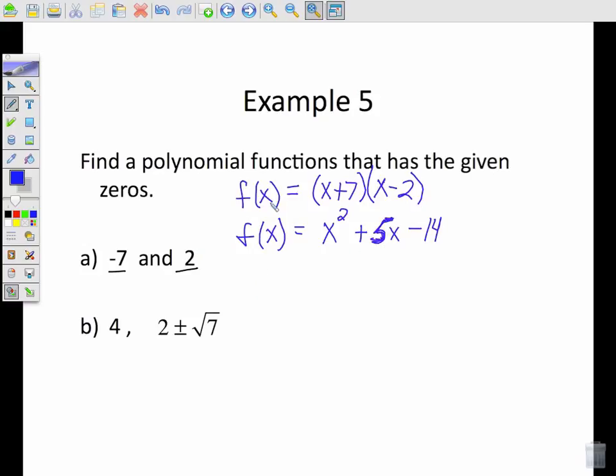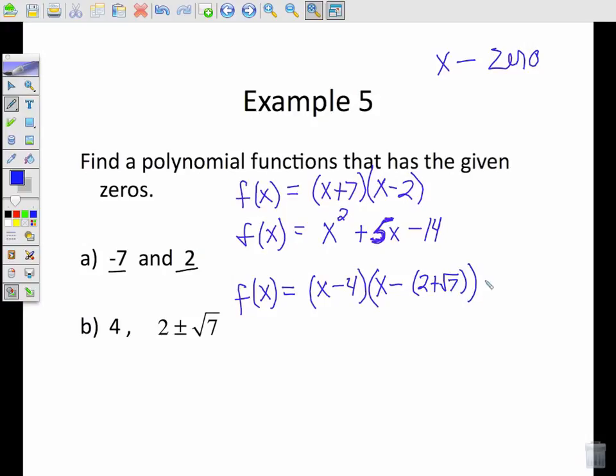All right, let's look at the last one here. We got three different zeros. So a 0 of 4 would actually give us x minus 4. It's always x minus the 0. x minus your 0. So when I have a 0 of 2 plus the root 7, it's x minus parenthesis 2 plus the root 7. And then I have x minus parenthesis 2 minus the root 7.